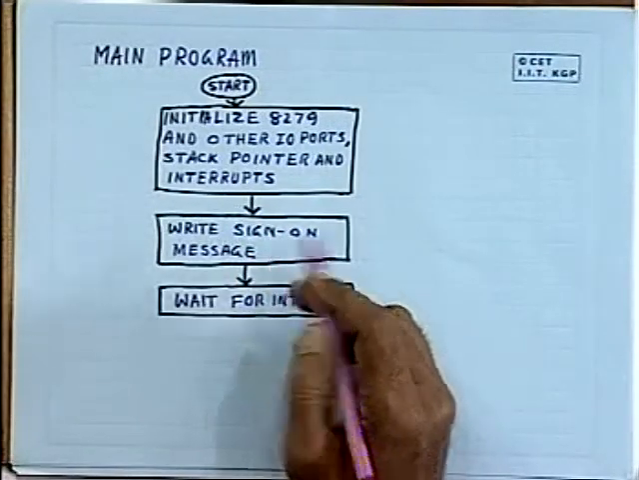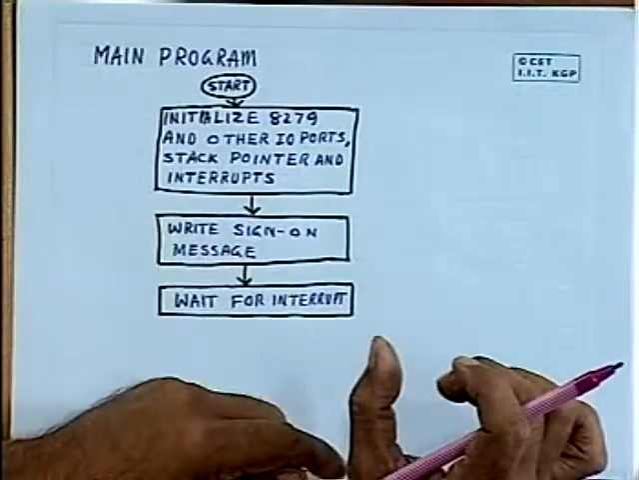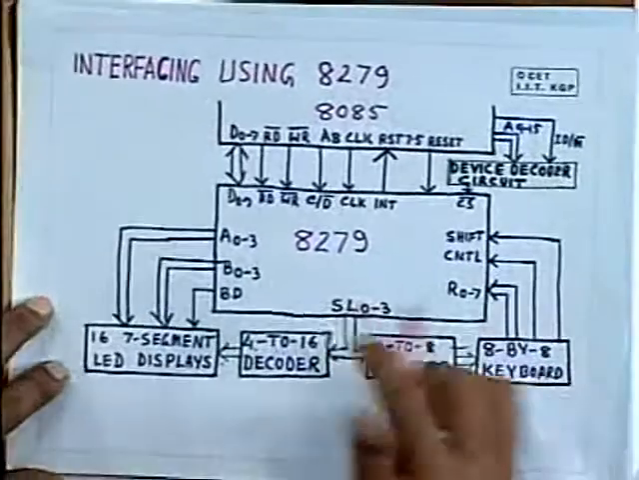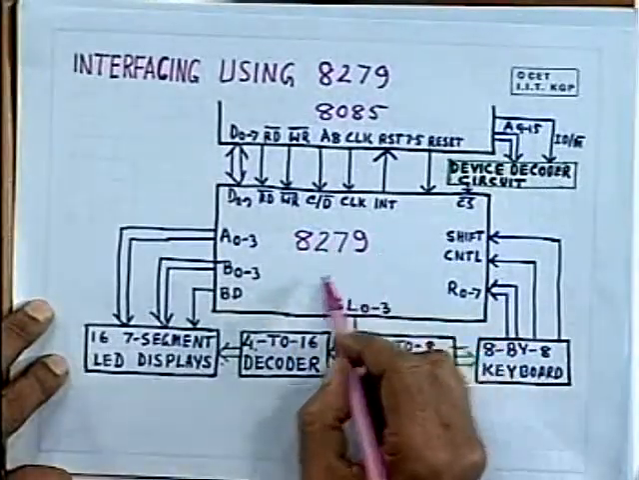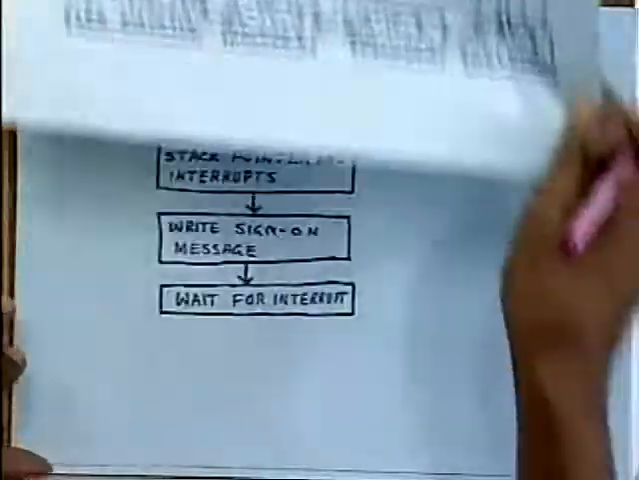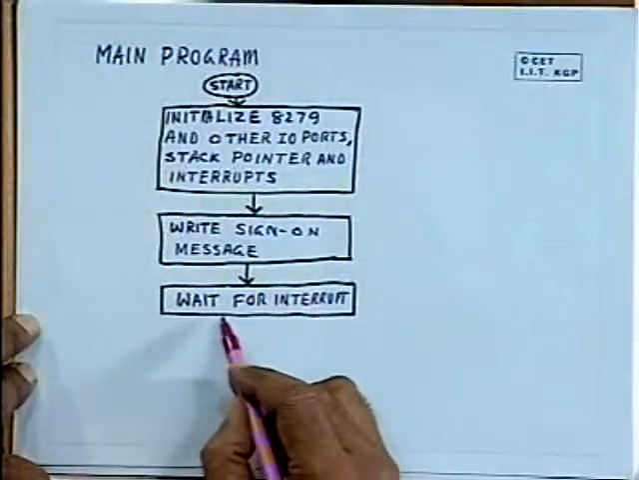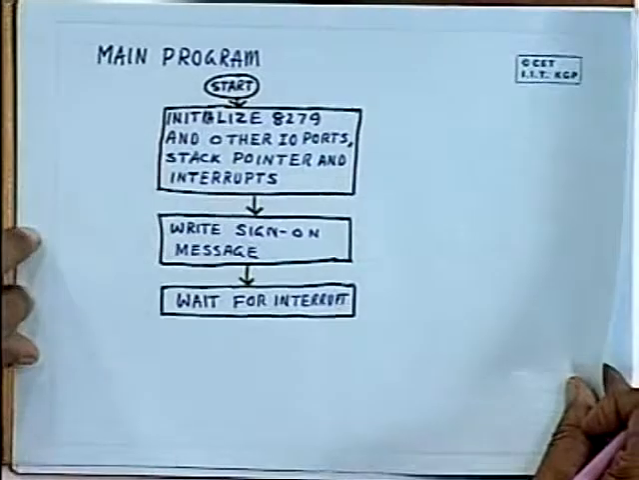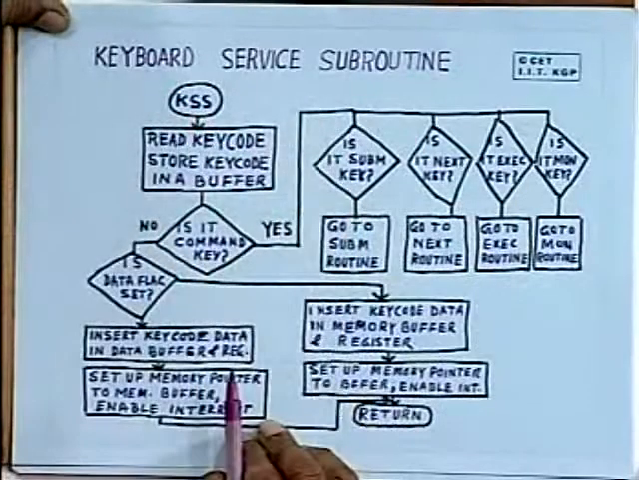For that purpose, we will write some data into that 8279. We have already seen that in this particular device you have got some registers. You have to write some data to display some message. Then it will wait for an interrupt for depression of any key. And whenever a key depression is done, it will go to the keyboard service subroutine.